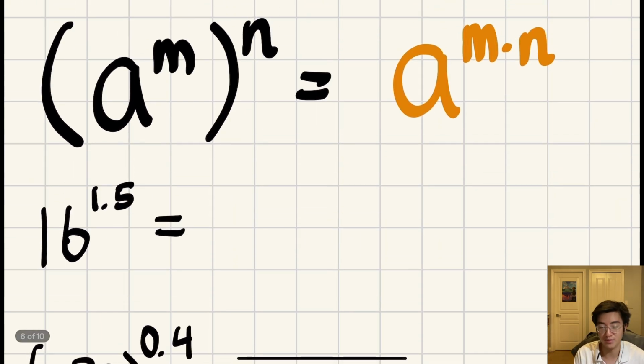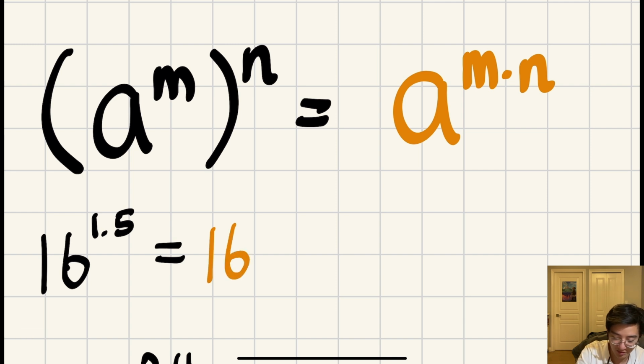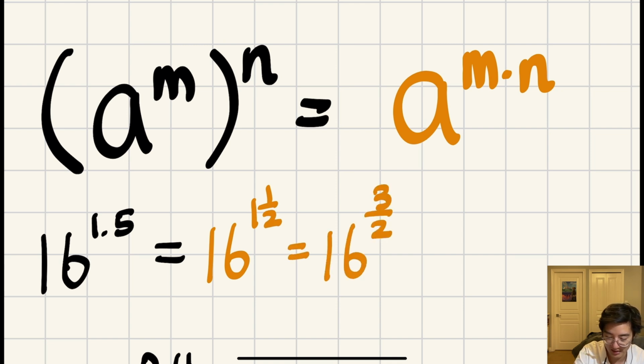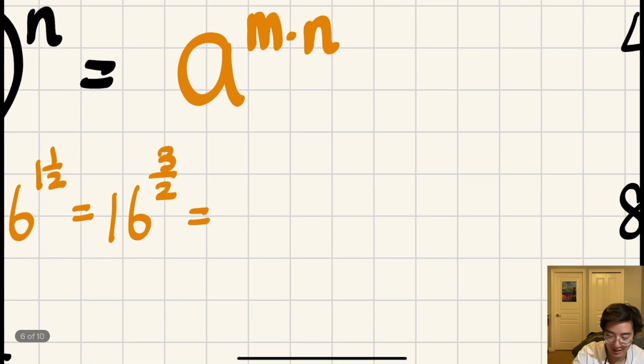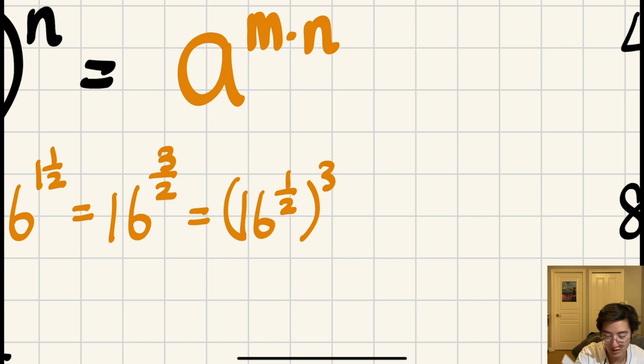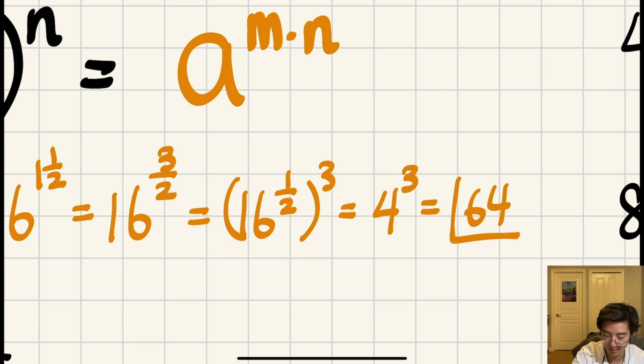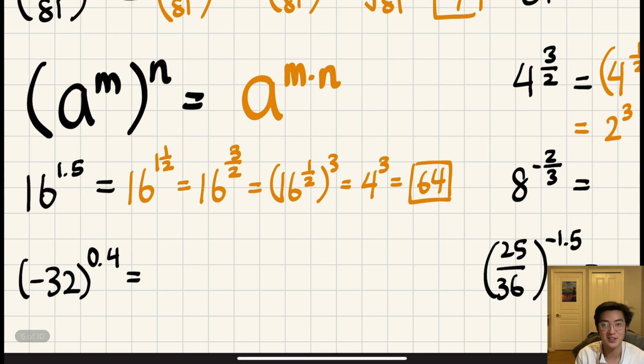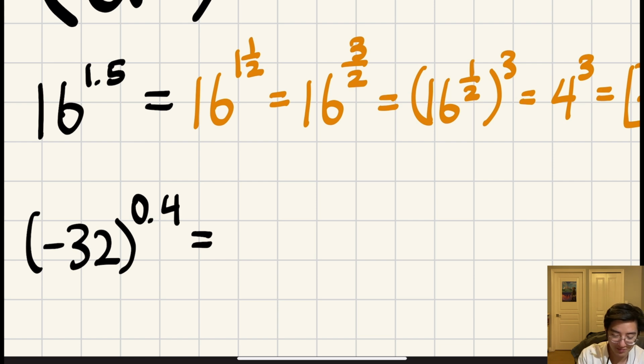16 to the power of 1.5. Right? So as usual, we convert everything to a fraction. So 1.5 as a fraction would just be 3 over 2, which means 16 is to the power of 3 over 2. Right? So what we can do here is split that into 1 over 2 to the power of 3. And 16 to the power of 1 over 2 is the square root of 16, getting us 4 to the power of 3, which is 64. Right? So with a fractional exponent, it's a lot of splitting up and putting it back up again. So, 64. Okay, next one.